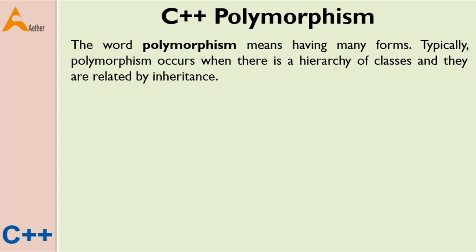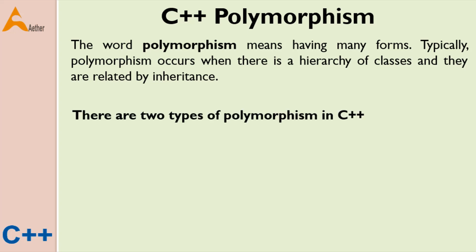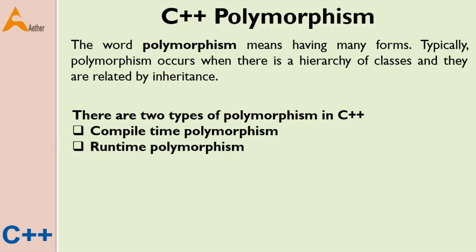In object-oriented programming, we use three main concepts: inheritance, encapsulation, and polymorphism. There are two types of polymorphism in C++. Compile-time polymorphism is achieved by function overloading and operator overloading, which is also known as static binding or early binding. Runtime polymorphism is achieved by method overriding, which is also known as dynamic binding or late binding.